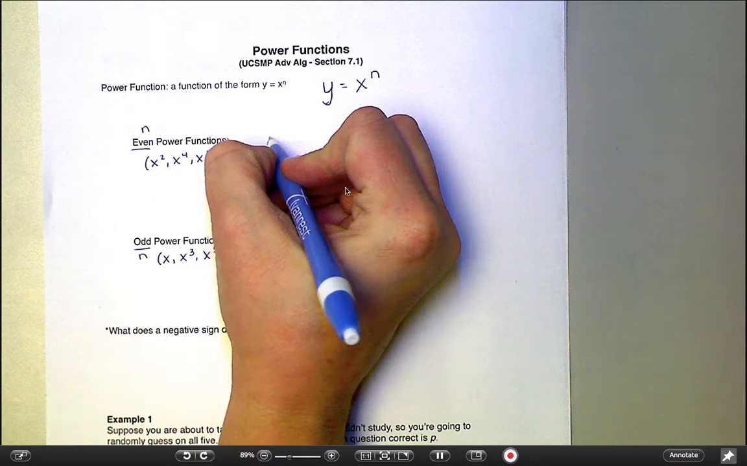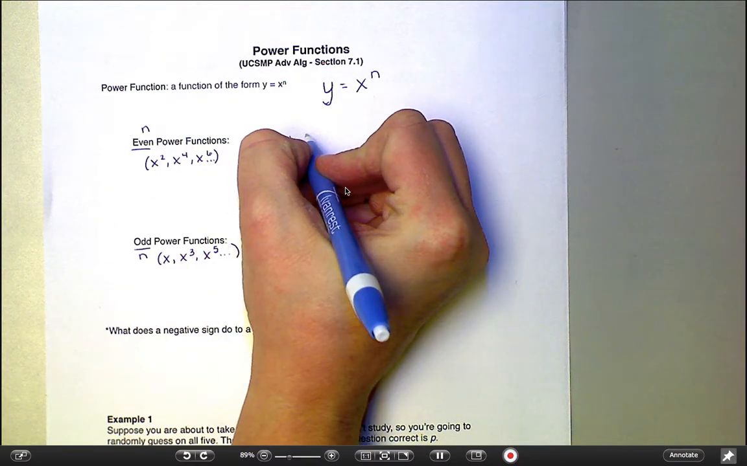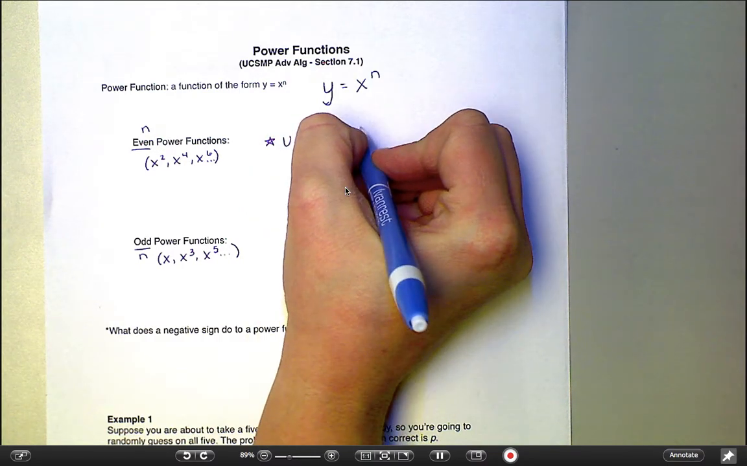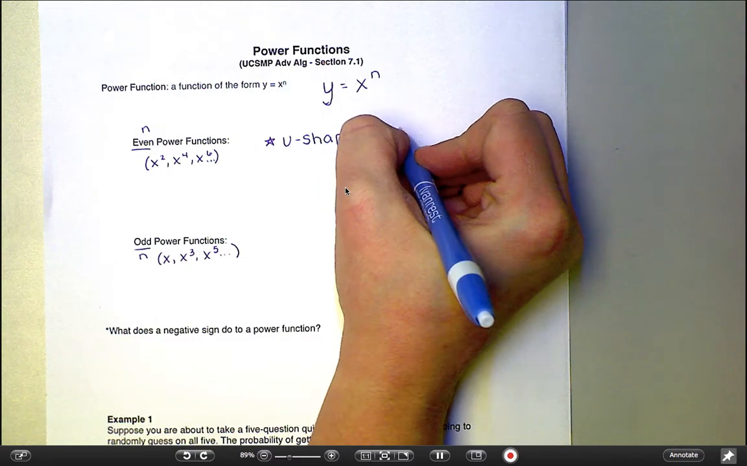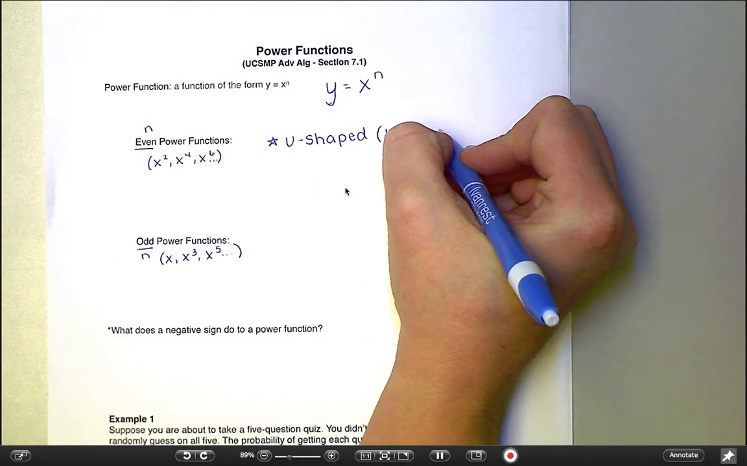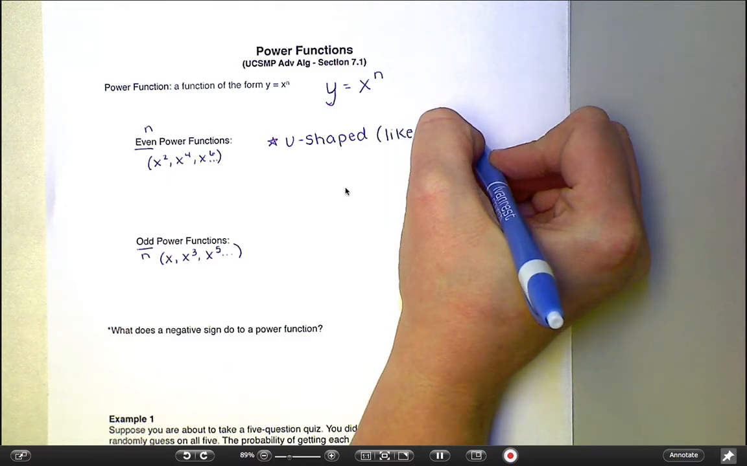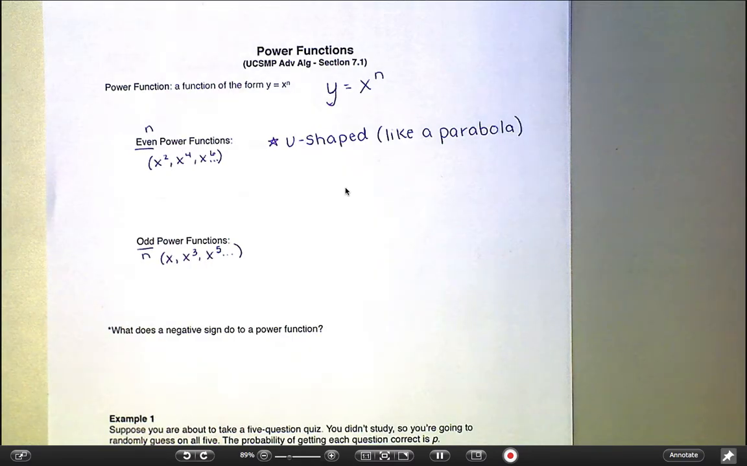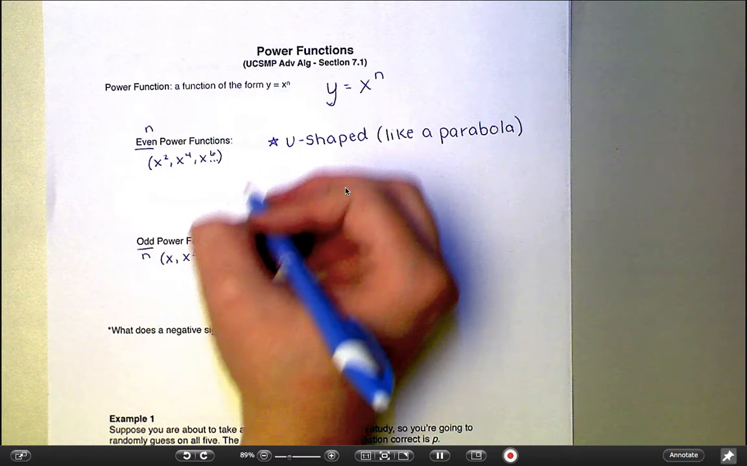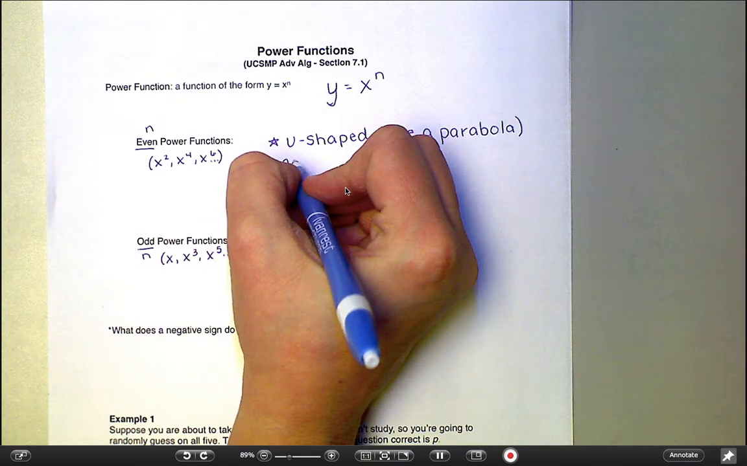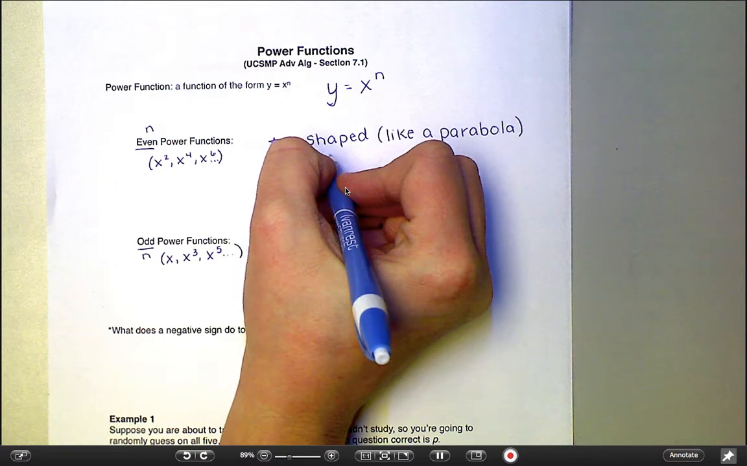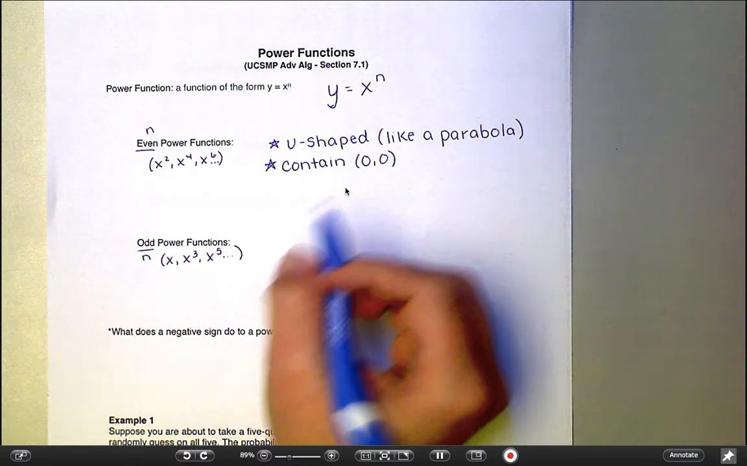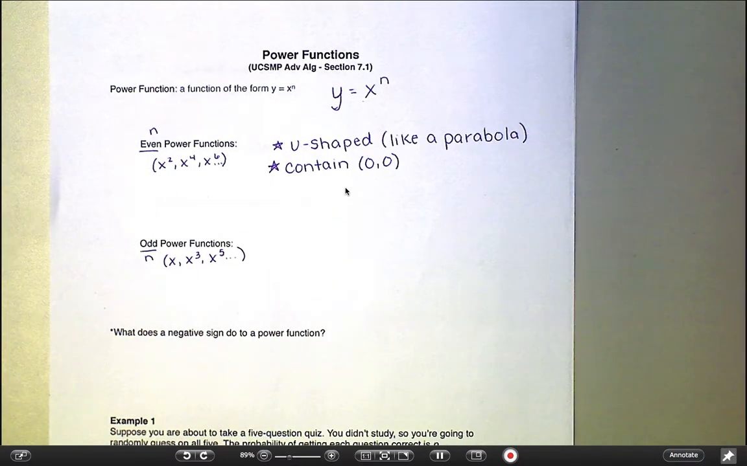That even-powered functions are always U-shaped, okay? And I'm going to put like a parabola. Now, chances are, as we go through this lesson, you guys are going to just start referring to these as parabolas. I should point out to you that technically only x squared gets to be called a parabola. But you're right, that the rest of them are all shaped similar to a parabola. Okay? They always contain the point (0, 0) until I throw some other numbers in there. But then they're not considered to be power functions anymore. So if it's just a single x to some power, it's always going to be right at (0, 0).